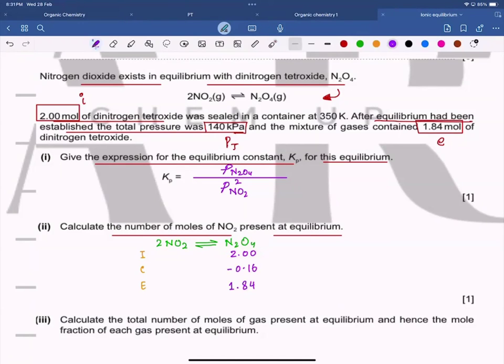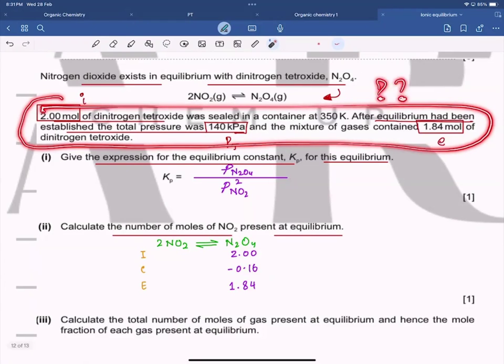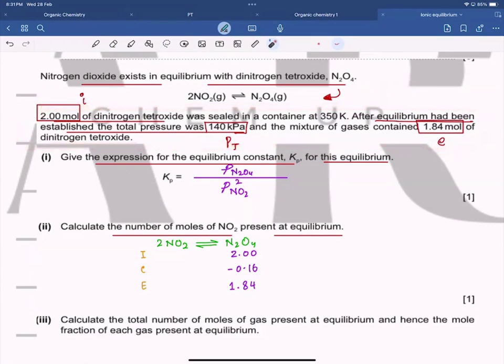Yes, sir. Now tell me what were the initial moles of NO2? Did they take initially any amount of NO2 in the container? No, sir. So the initial moles of NO2 would be 0.00. Is this clear? Yes, sir.